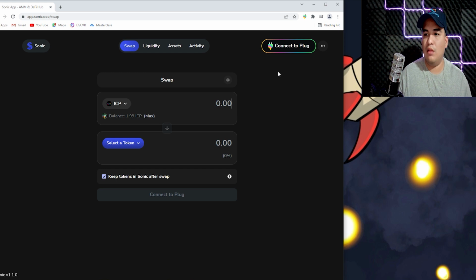But if it's not logged in, it's going to say connect to plug. You do need Plug wallet. That is this plugin. If you don't have it, there's going to be a link right here to download it. So go ahead and download it and install it onto your browser.